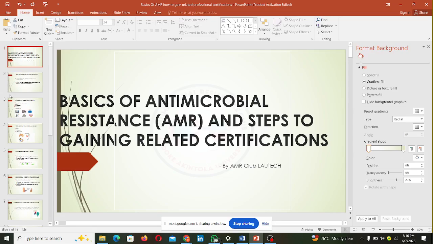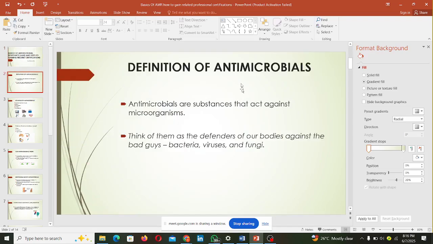So I'll be taking us through the basics of antimicrobial resistance. First, we have to break down the words. There are two words there.